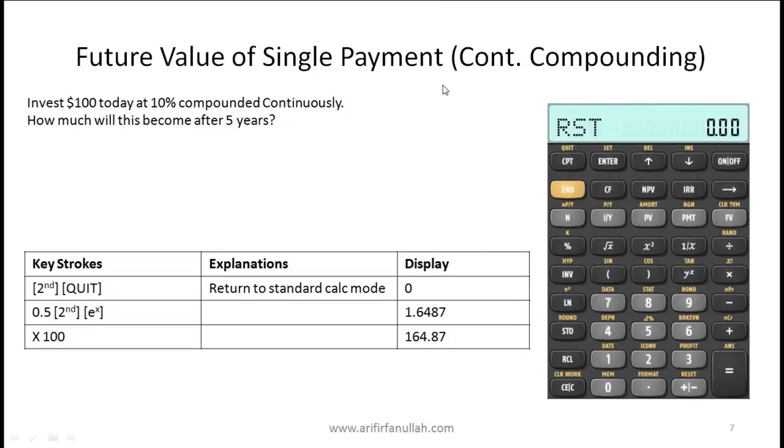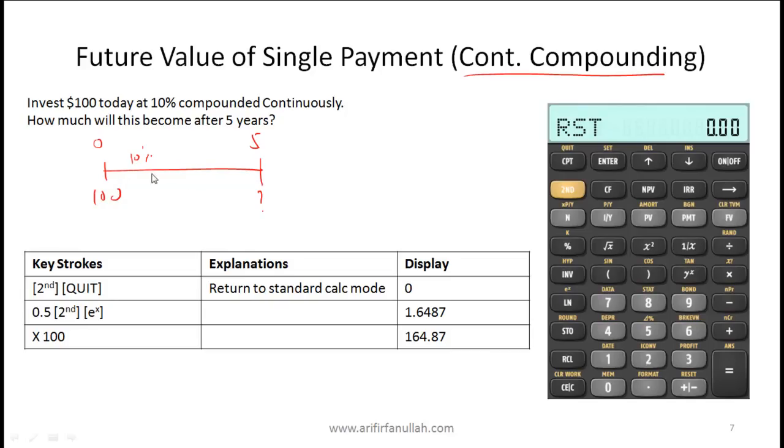Future value of a single payment when you have continuous compounding. So now let's say that the money is compounding continuously. You invest $100 at time 0 and the stated rate is 10%. How much will you have at the end of 5 years, assuming continuous compounding?